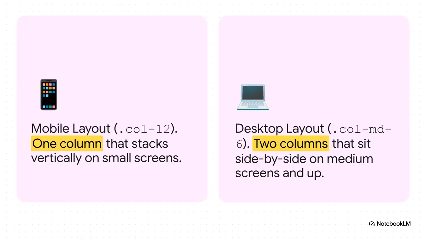And here is a perfect, simple example. On a small mobile screen, we use a class that tells both columns A and B to take up all the space, so they stack on top of each other. But then we add another class that says, hey, on medium screens and up, I only want you to take up half the space. And boom, just like that. They sit side by side. No complex code, no math, just a simple descriptive class.